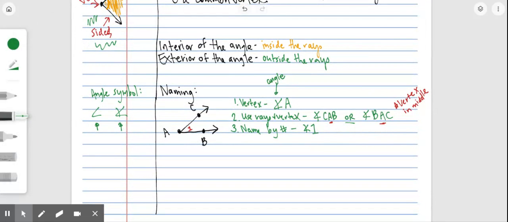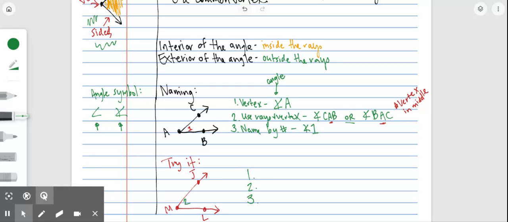Okay, so then I'm going to draw an angle, and I want you to name it all 3 different ways. Okay, so here's your try it. Draw that angle and then name it those 3 different ways really quick, okay? So take about a minute, pause this video, name the angle in your math notebook those 3 different ways.